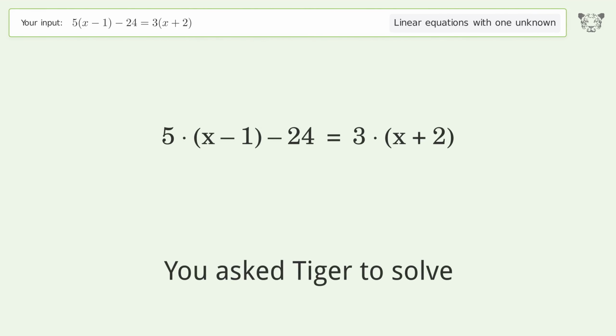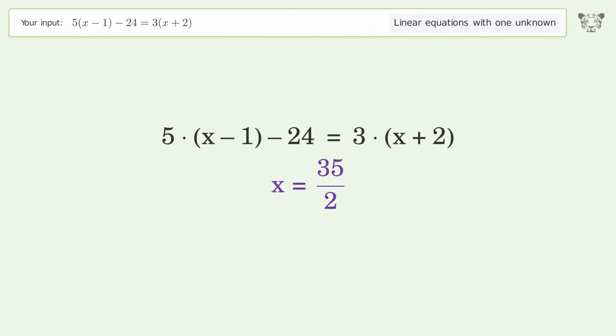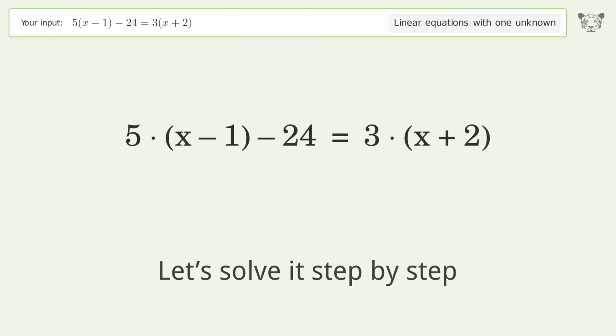You ask Tiger to solve this. It deals with linear equations with one unknown. The final result is x equals 35/2. Let's solve it step by step.